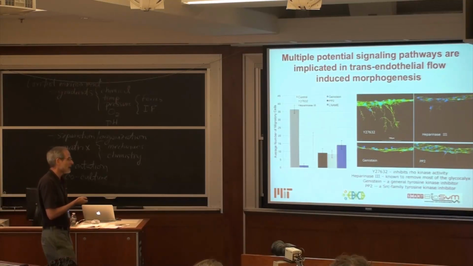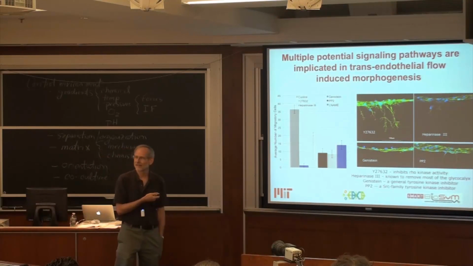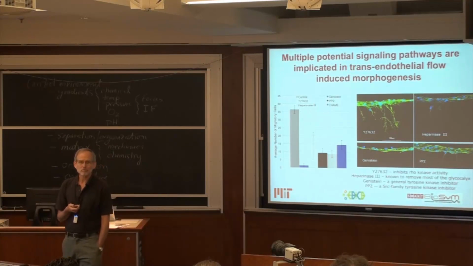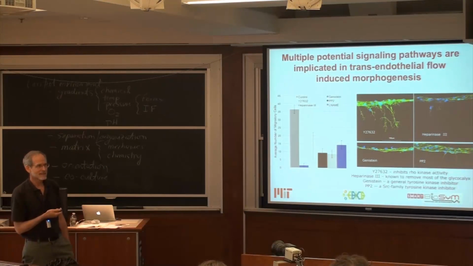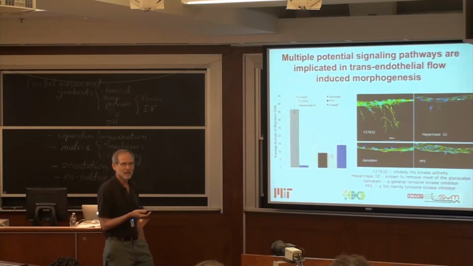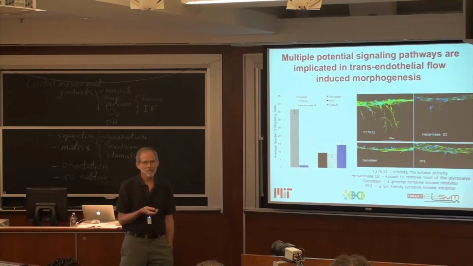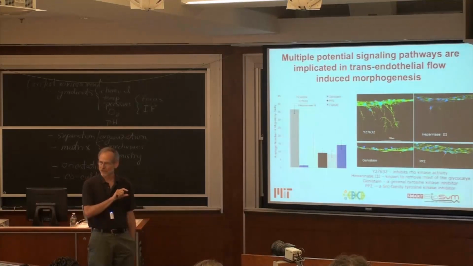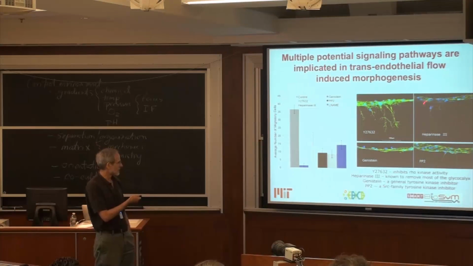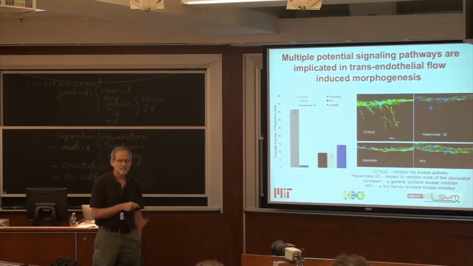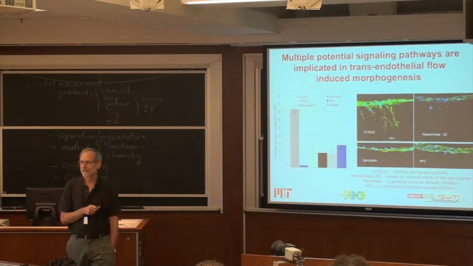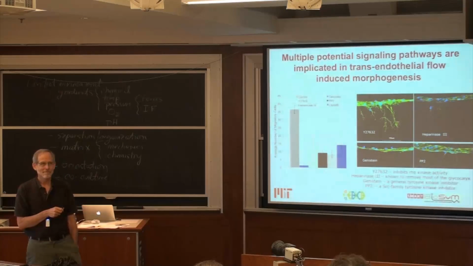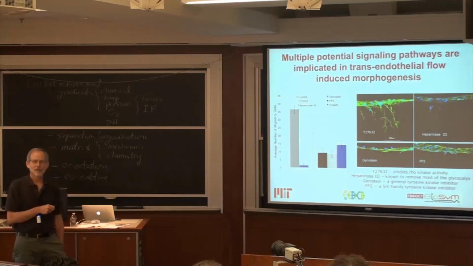Anybody have any idea why heparinase would have any effect? Heparinase is an enzyme that breaks down heparan sulfate. And heparan sulfate tends to be in the glycocalyx on these endothelial cells, which could be on the basal side, but is certainly on the apical side. Okay. Any ideas? Yeah, we didn't have any either.